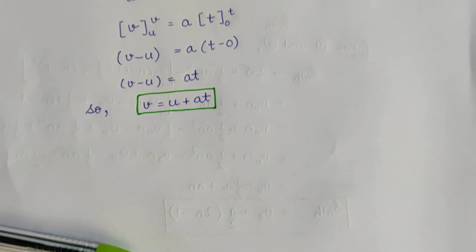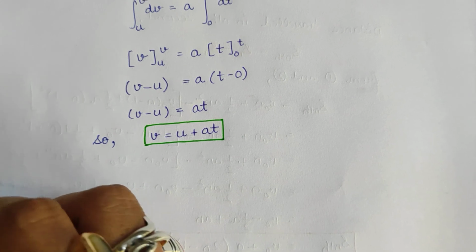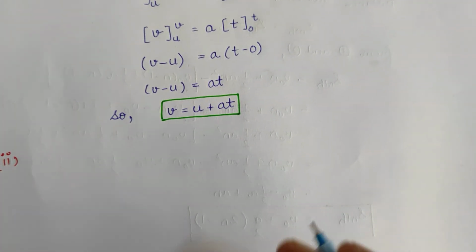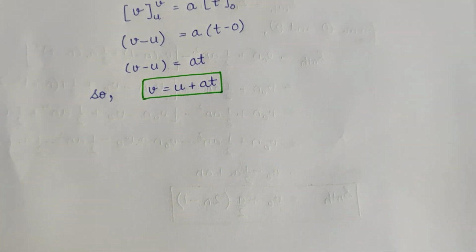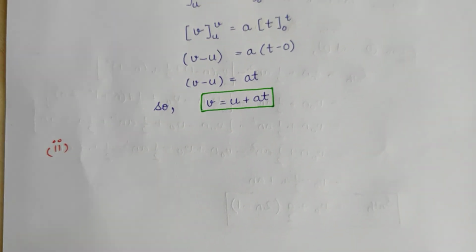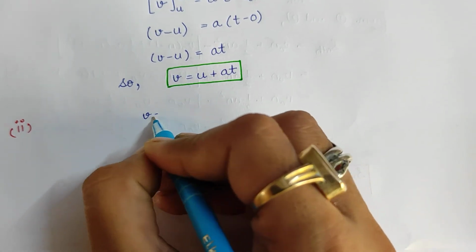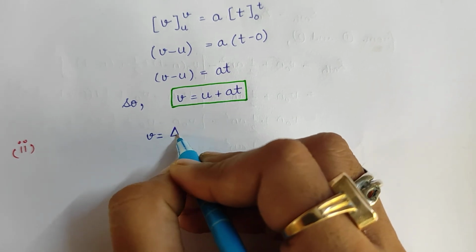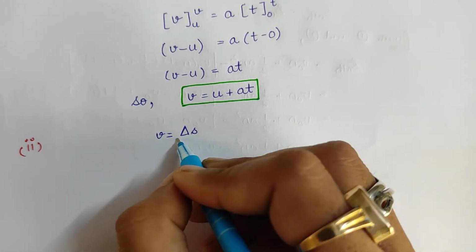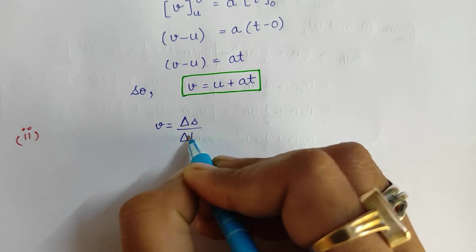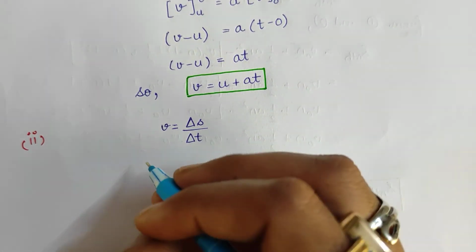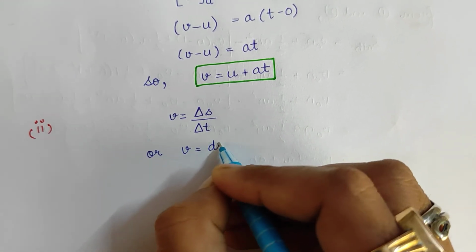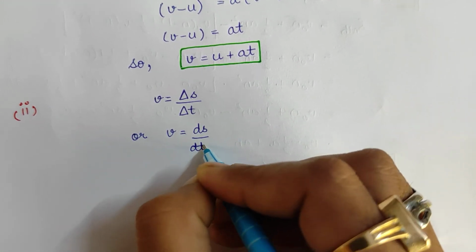Now let's talk about the second equation of motion. In this case we will consider the velocity. We know that the velocity of an object is the change in distance upon change in time. In differential form we can write it as v equals ds by dt.